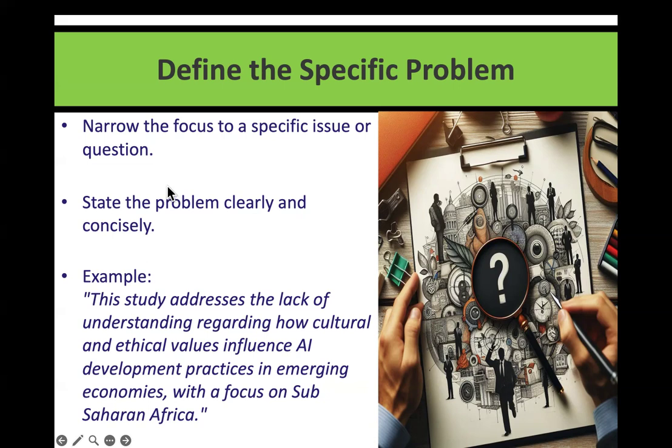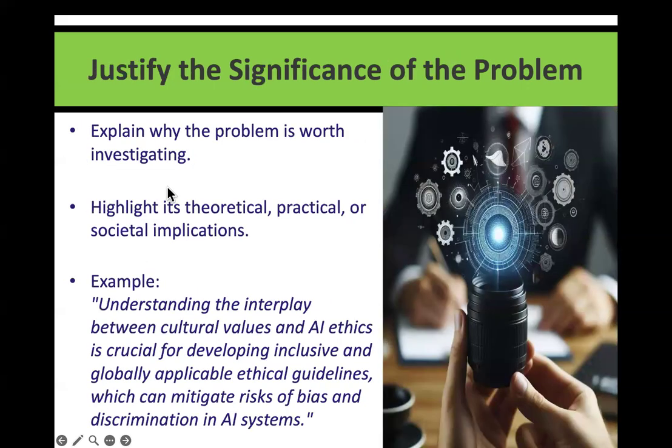Now, when you have defined a specific problem, the next would be for you to justify the significance of the problem. You have to justify. Why is it important? It is important because research takes a lot of time. It takes a lot of effort, and it will also lead to the consumption of a lot of resources. So you need to be able to convince your audience. You need to be able to convince your supervisory team. You need to be able to convince your supervisory committee.